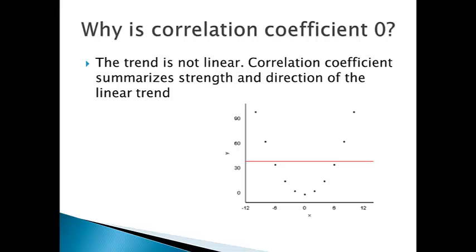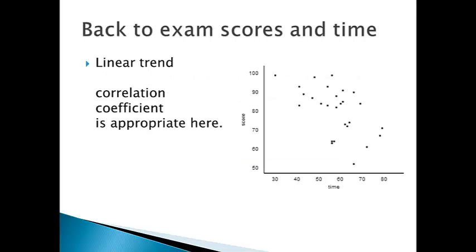In fact, we've drawn with the red line the best fit line on this scatter plot. That line has no slope. The correlation coefficient is actually 0, even though this graph has a strong association. It's just that that association is curved and not linear.